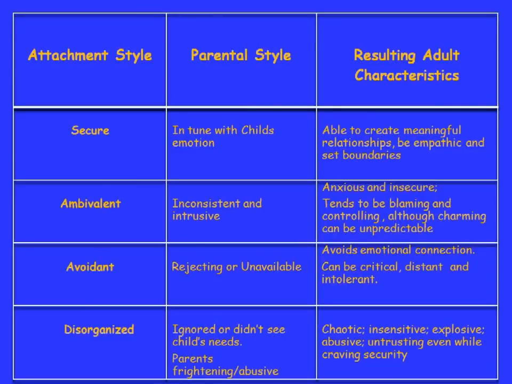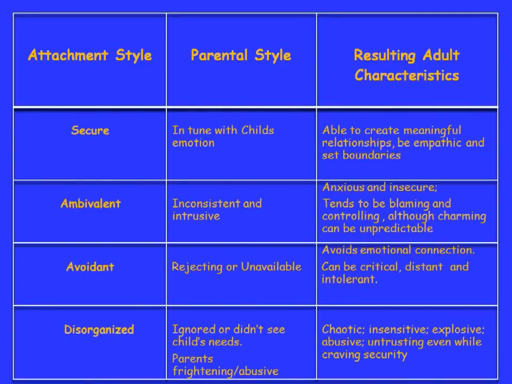So if someone's had a secure attachment, and remember that a secure attachment is an attachment that is really healthy between a parent or a caregiver and a child, the caregiver is in tune with the child's emotions. So they're able to see pain and difficulty in their children and work with that and respond to it appropriately. And as a result, as adults, we're able to create meaningful relationships, be empathic and set boundaries in our lives. So the secure attachment is a healthy attachment.